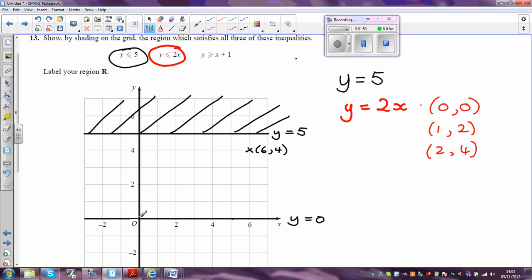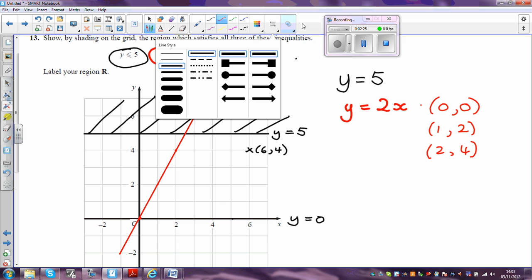So the line y equals 2x goes through (0, 0). It goes through (1, 2), which is there. It goes through (2, 4), which is there. It goes through (3, 6), which is there. The y coordinate is always double the x, and we can put in some other points just by following that pattern. In other words, the line, let's just draw it in a different color. Here is the line y equals 2x. It goes up like that. Okay, and I'm just going to label that y equals 2x. So there's the line y equals 2x.